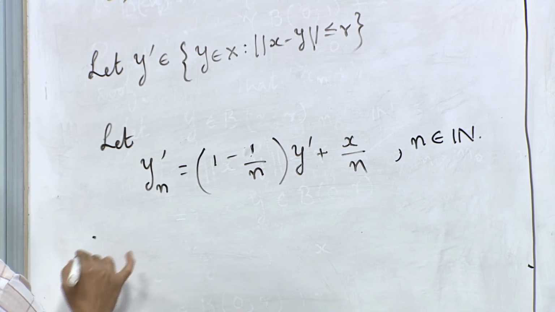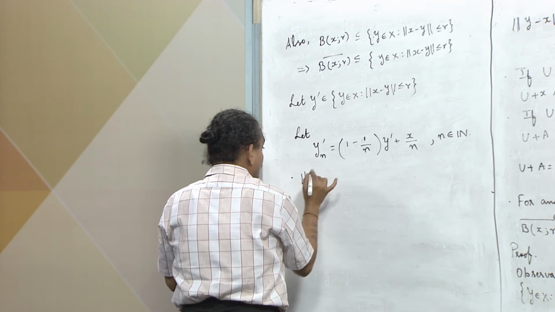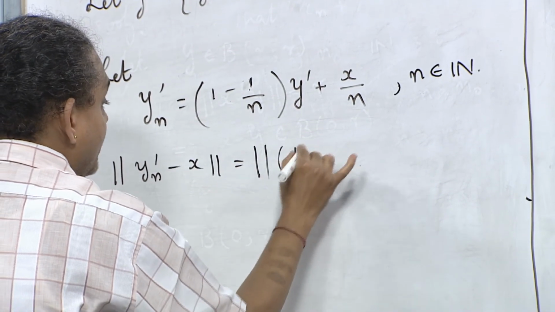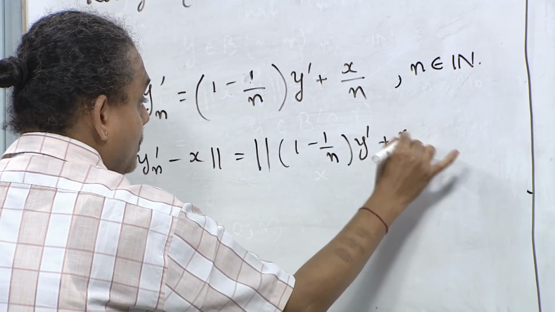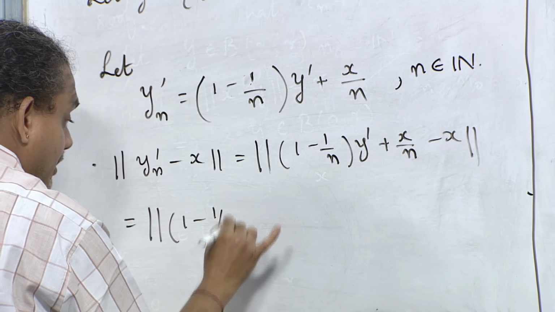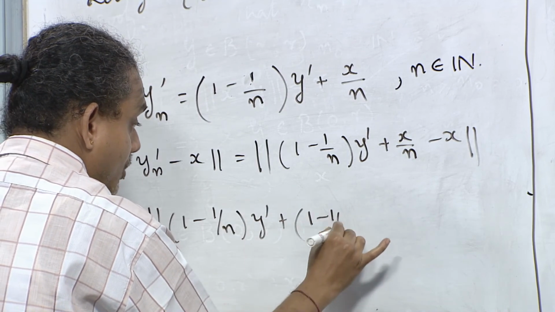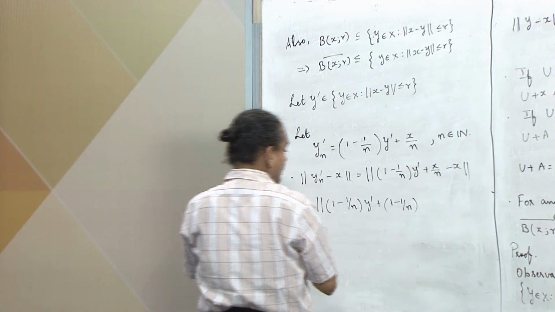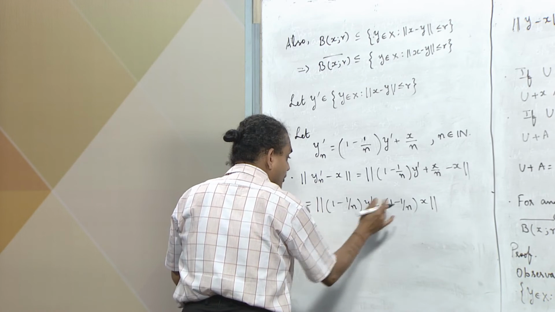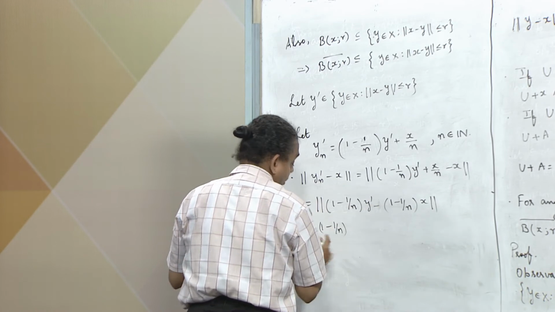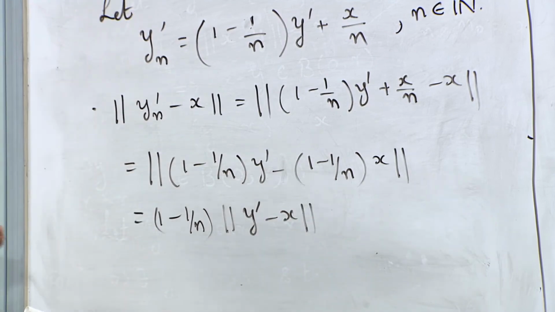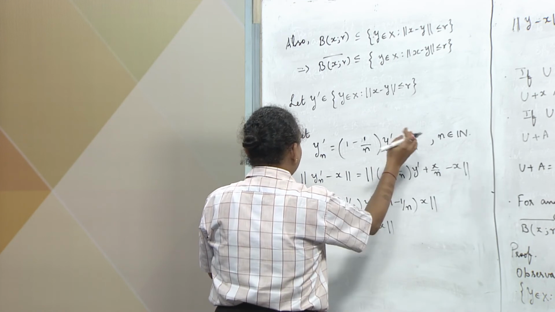So, now we wanted this to lie inside this ball. So, the distance between y n dash and x, this is what we wanted, which is the same as the norm of 1 minus 1 upon n times y dash plus x upon n minus x. Well, if you collect the terms, this is going to be the norm of the first term, 1 minus 1 upon n times y dash, plus again 1 minus 1 upon n with a minus sign times x. So, just pull this 1 minus 1 upon n outside, which is a positive quantity, so you do not need any modulus, and the remaining is going to be y dash minus x.